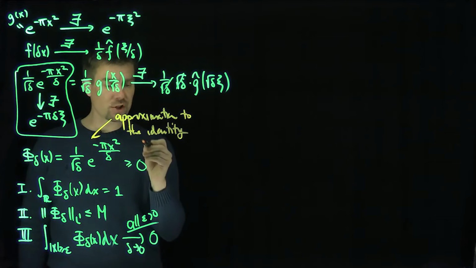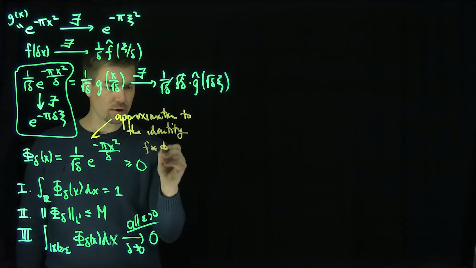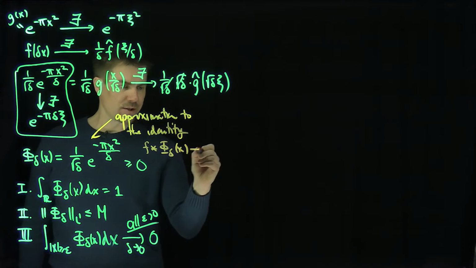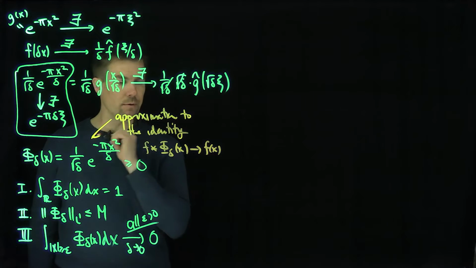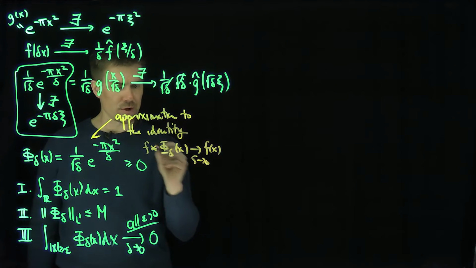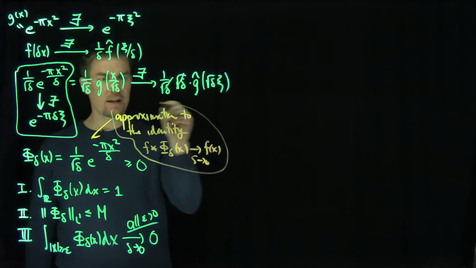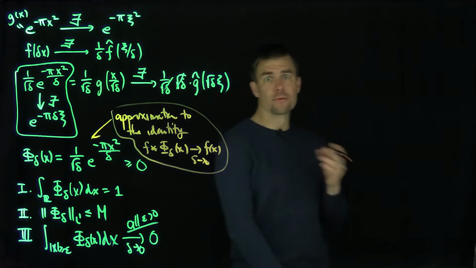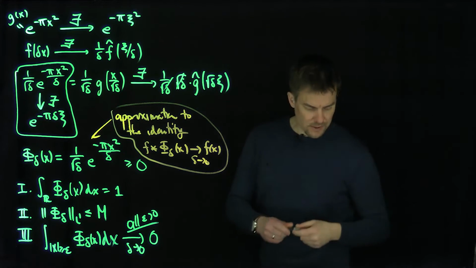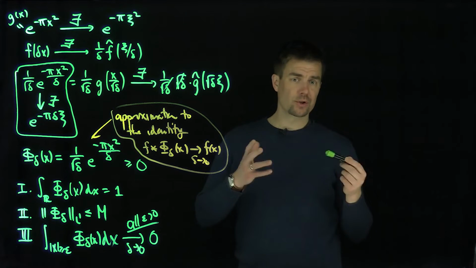And that means for any reasonable enough function, I know that f convolved with phi delta of x is going to converge to f of x as delta goes to 0. So that's the result we have for approximations to the identity. And we're using this approximation to the identity to prove Fourier inversion, okay? The other fact that we can use is something we can trivially verify.